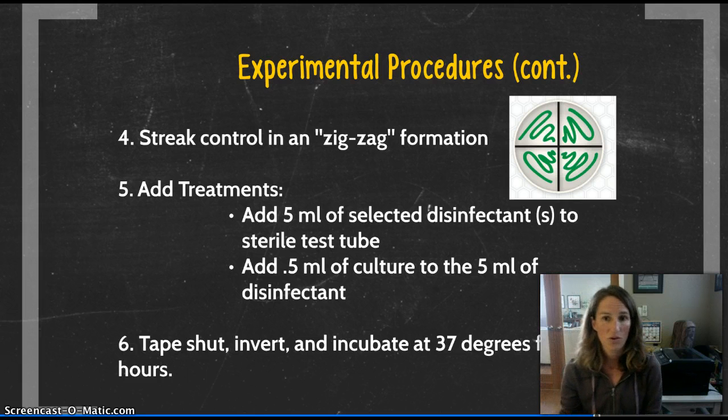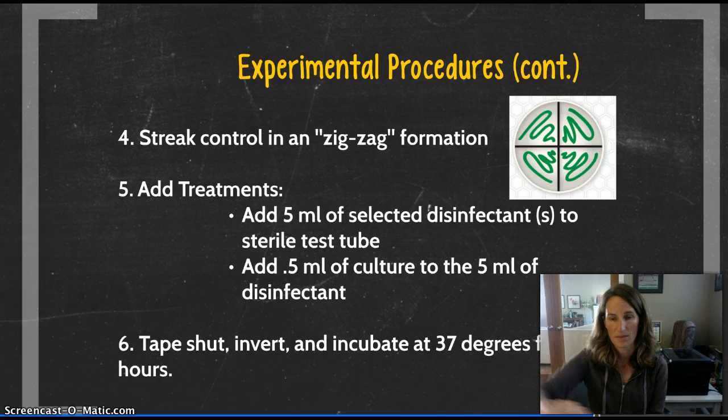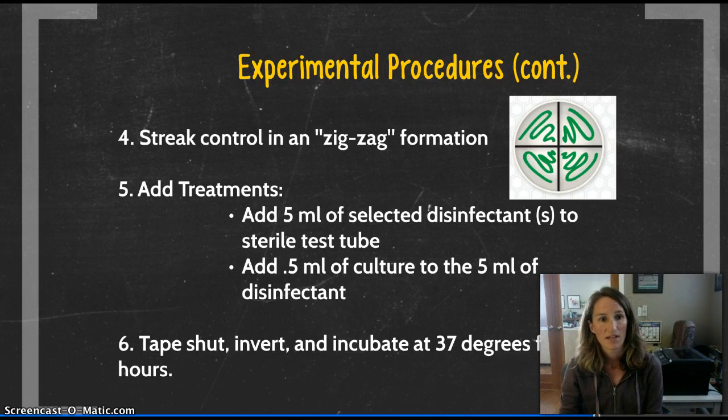Once you streak your control, in this zigzag formation that I have in this picture here, then you're going to add your treatments. So you're going to add 5 milliliters using your pipette of the selected disinfectant, or if you're studying multiple disinfectants, to sterile test tubes. So again, if you're going to study 3 different antiseptics, you need 3 test tubes. Each of those need 5 mils of the disinfectant in them.